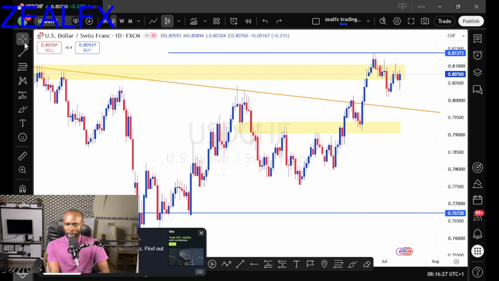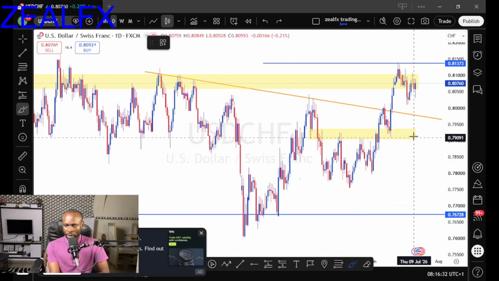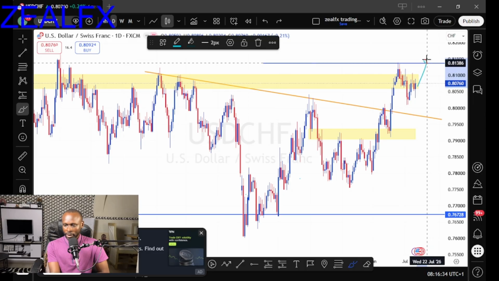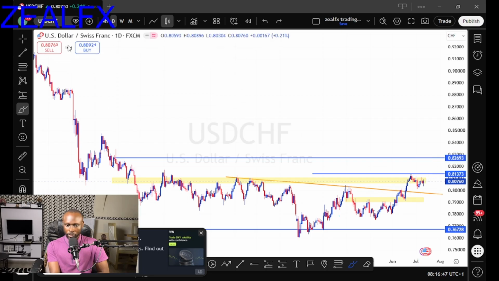So we're expecting a buying opportunity from the USD CHF to this next resistance level, and a break of this resistance level will trigger the next buying opportunity to the next resistance level. So look out for your buying opportunity on the USD CHF this week.